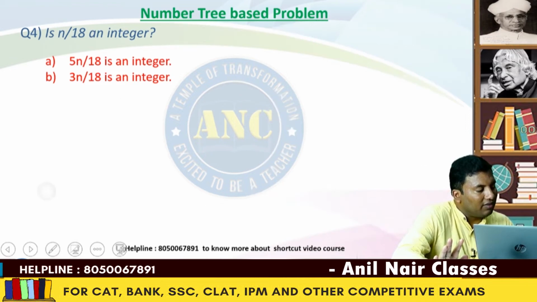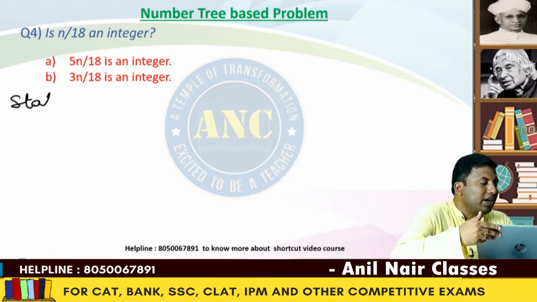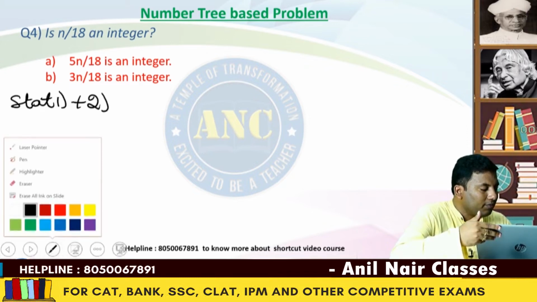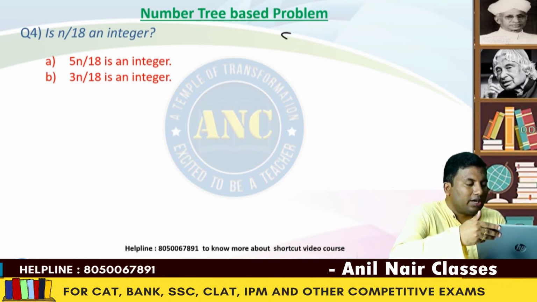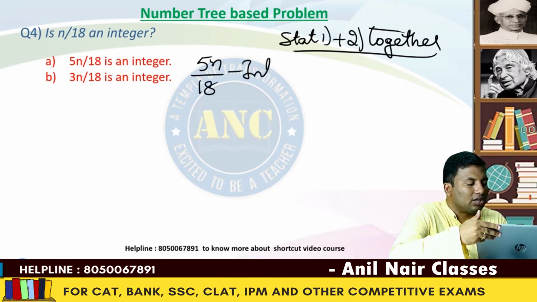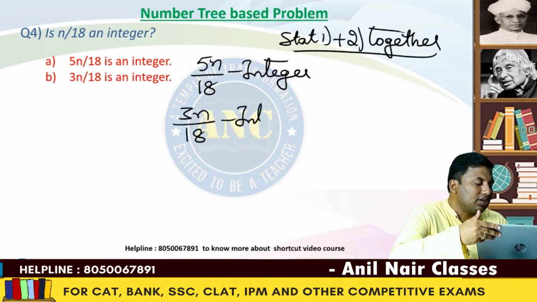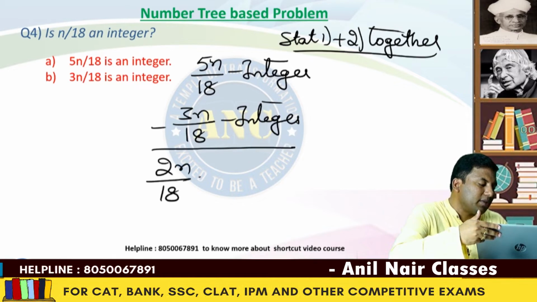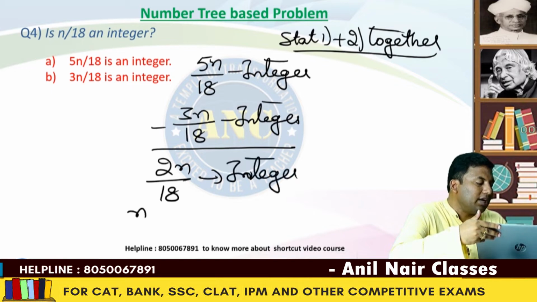Now what I will do is I will combine statement 1 plus 2 together. That means 5n by 18 is an integer, and 3n by 18 is an integer. If I subtract, 2n by 18, integer minus integer is an integer. So n by 9 is an integer.